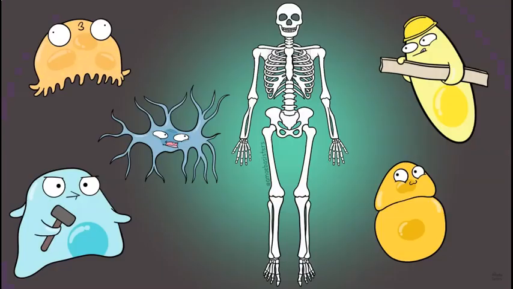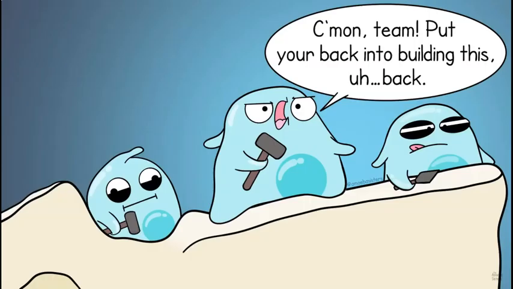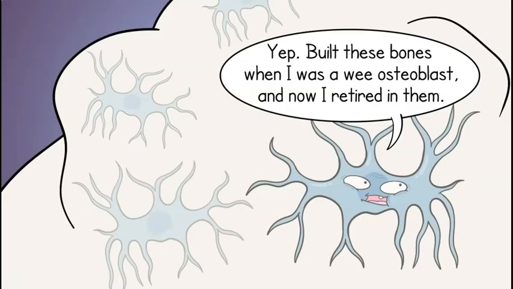Let's talk about cells involved with bone or cartilage. First, osteoblast. These are cells that make bone. They can mature into another type of cell called osteocytes. These cells maintain bone structure and make up the majority of bone cells present.